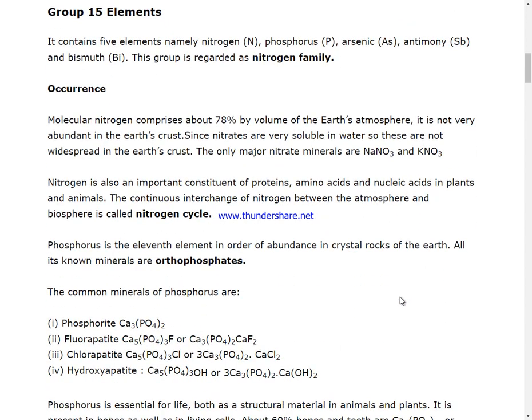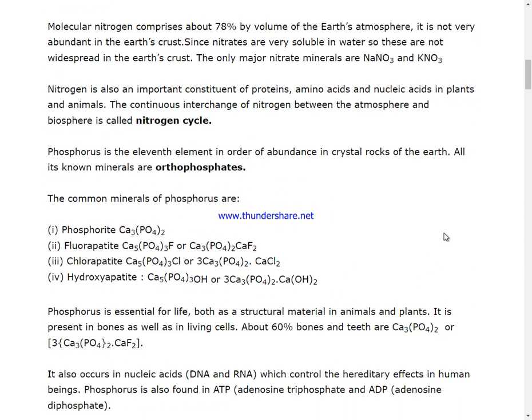Occurrence. Molecular nitrogen comprises about 78% by volume of the Earth's atmosphere. It is not very abundant in the Earth's crust. Since nitrates are very soluble in water, these are not widespread in the Earth's crust. The only major nitrate minerals are sodium nitrate and potassium nitrate. Nitrogen is also an important constituent of proteins, amino acids and nucleic acids in plants and animals. The continuous interchange of nitrogen between the atmosphere and biosphere is called the nitrogen cycle.